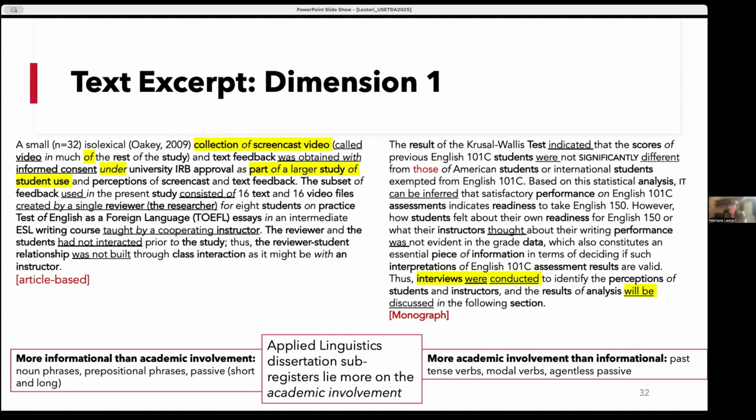So again, the applied linguistics dissertation subregisters lie more on the academic involvement. We write the way we write, we elaborate our ideas, but we also have some sense of packaging our information using a lot of noun phrases.